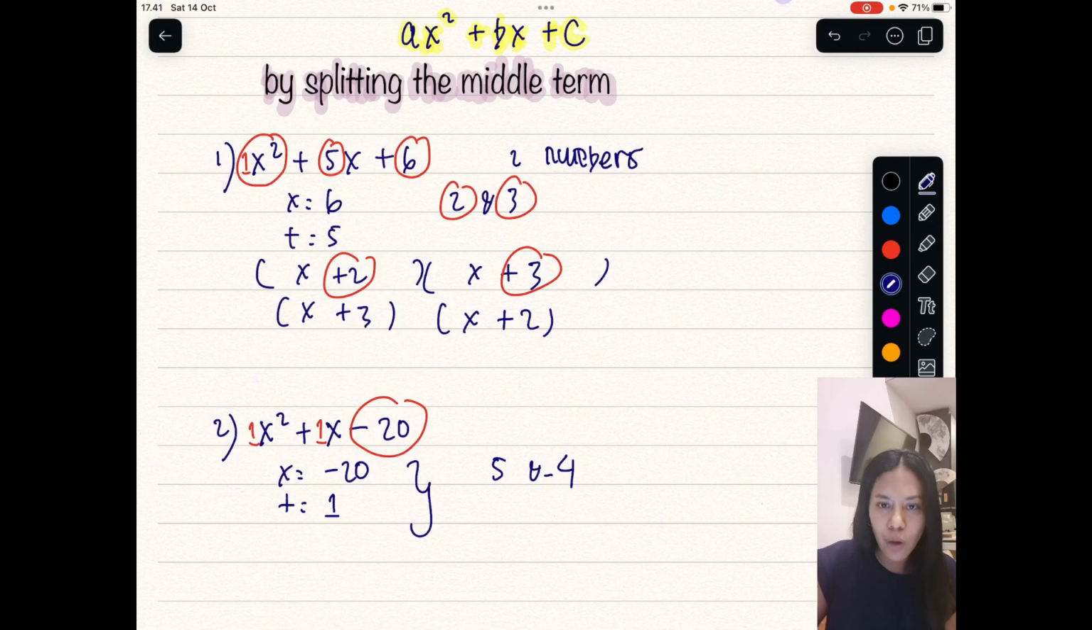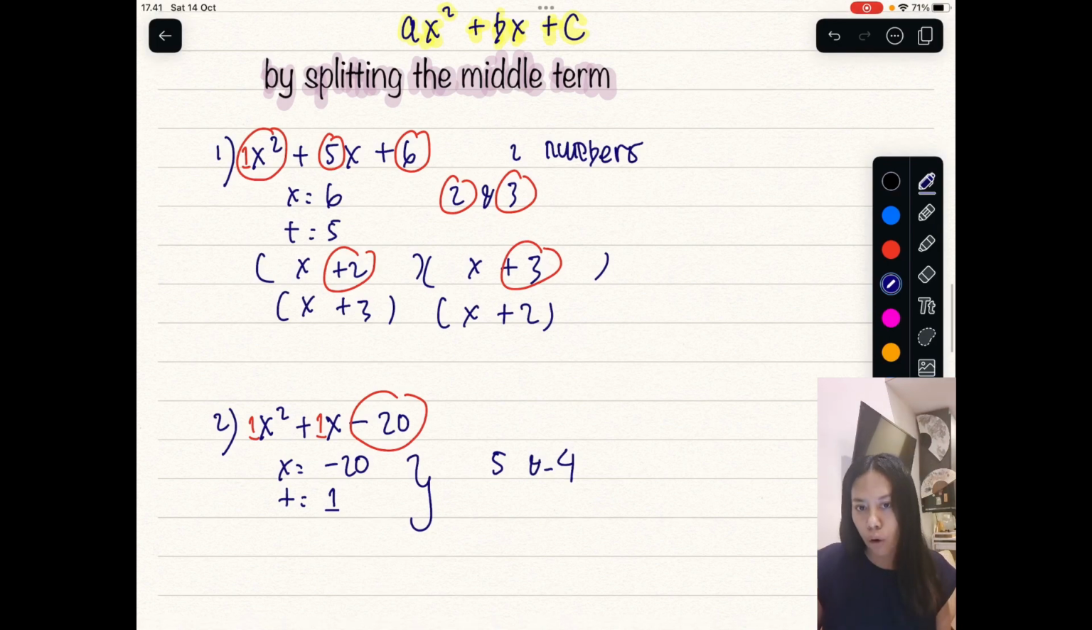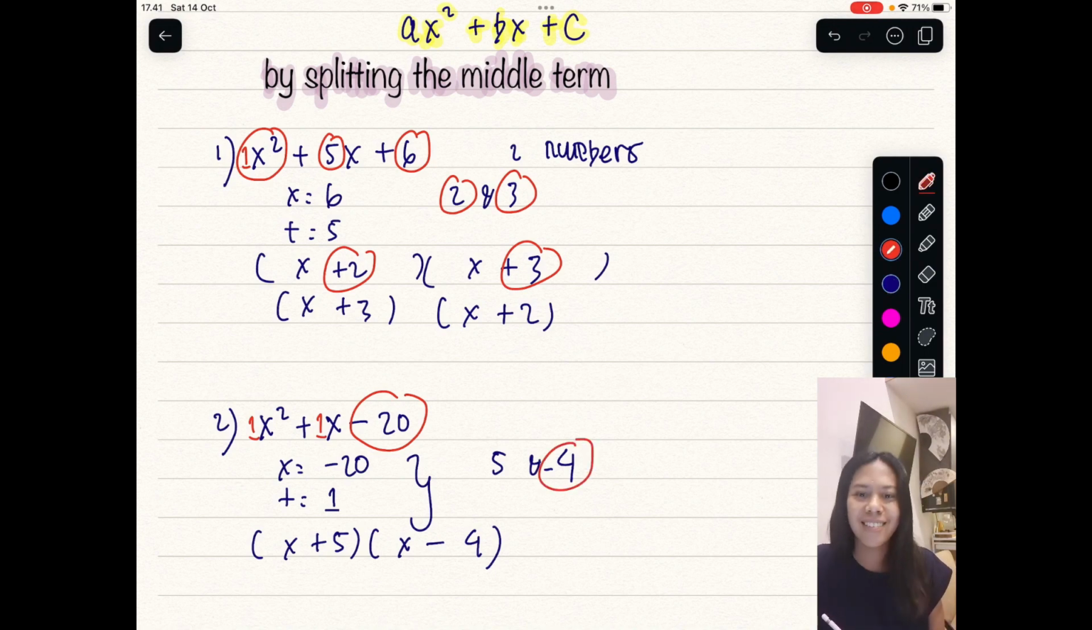Done. Okay, so the factorized form of x squared plus x minus 20 is x plus 5 multiplied by x minus 4. It's x minus 4 because the 4 is negative. Okay? I hope it's clear. Now we're going to do number 3.